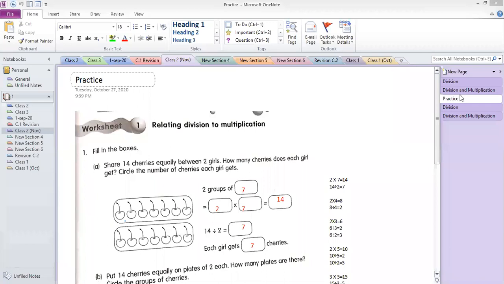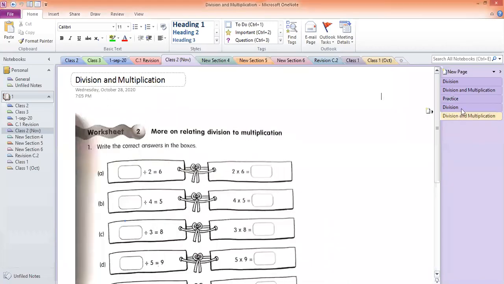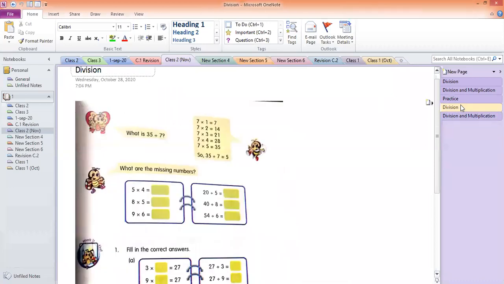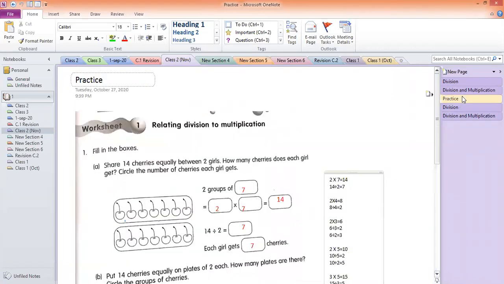Okay. So today we are going to practice division and multiplication. For that, I'm going to revise first what we revised yesterday. If we multiply 2 by 7, that equals 14. And if we divide 14 by 2, it will be 7. Or if I divide 14 by 7, it will also equal 2.